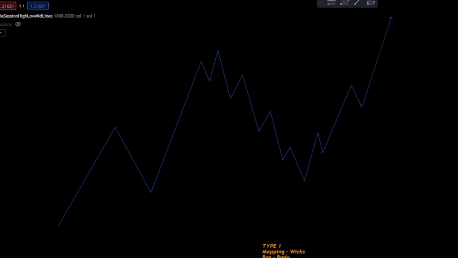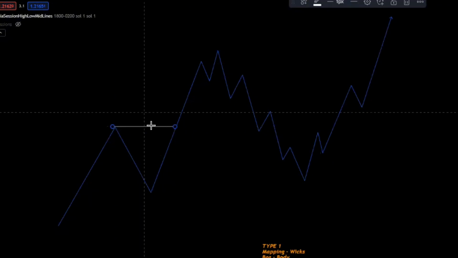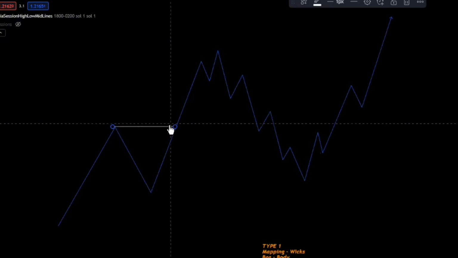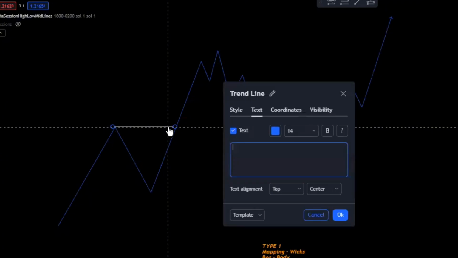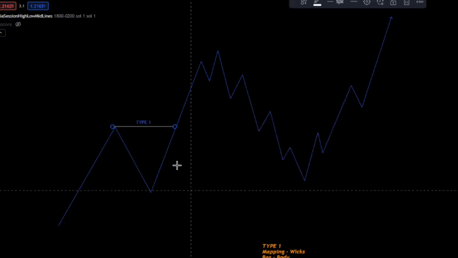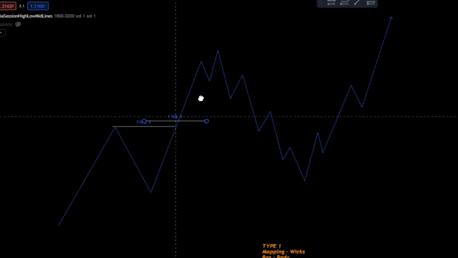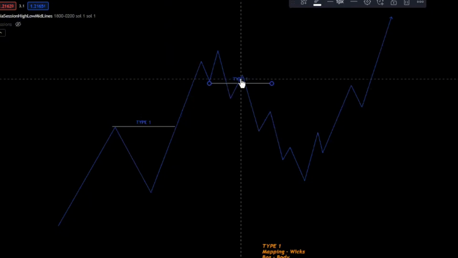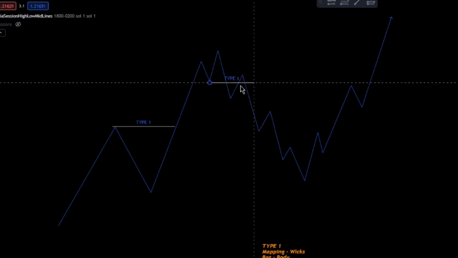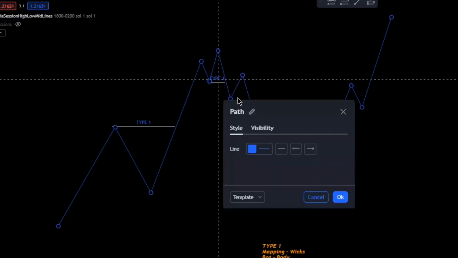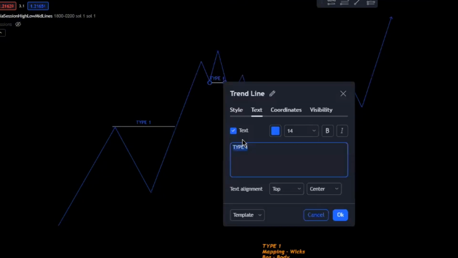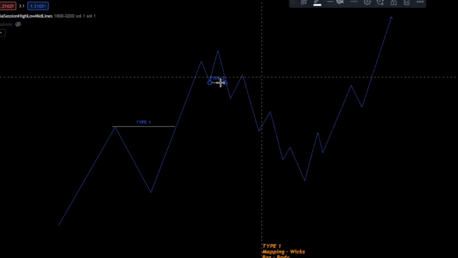At this point, we want to be using type 1. Don't forget, type 1 is when we consider the break of the previous high with a full-bodied candle. We do not want to consider wicks. So at this point, we consider type 1. But when we get to talk about this internal structure, we can actually consider type 2 for this internal structure.